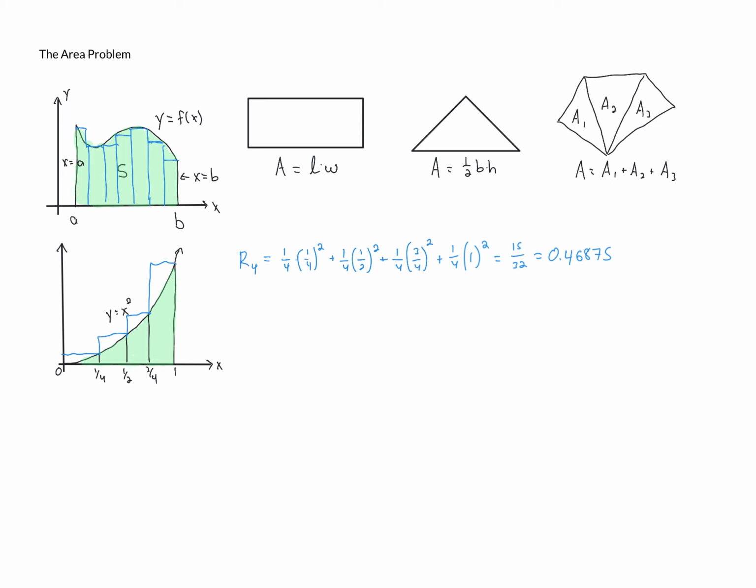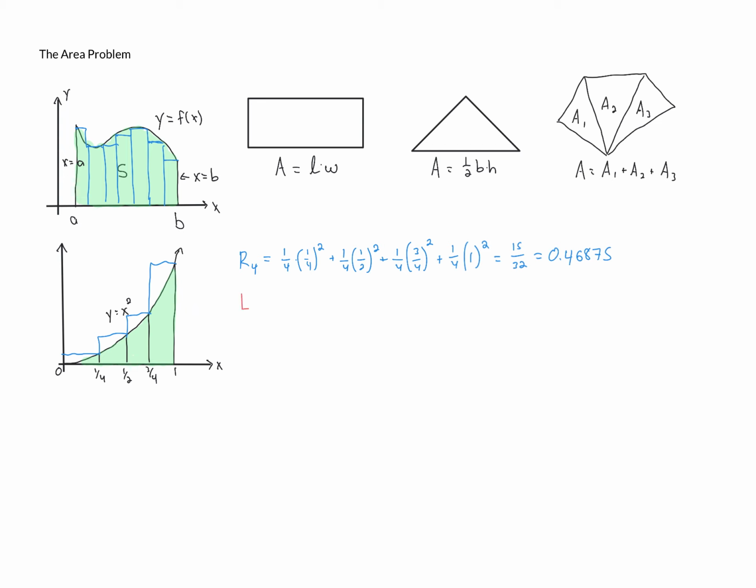Now the question is, is this an overestimate or an underestimate? And in this case, it's an overestimate because it's including all of these extra bits in our area calculations. So this is kind of an upper bound for what the area could be. We know that this is an overestimate, so we know the area is something less than this.